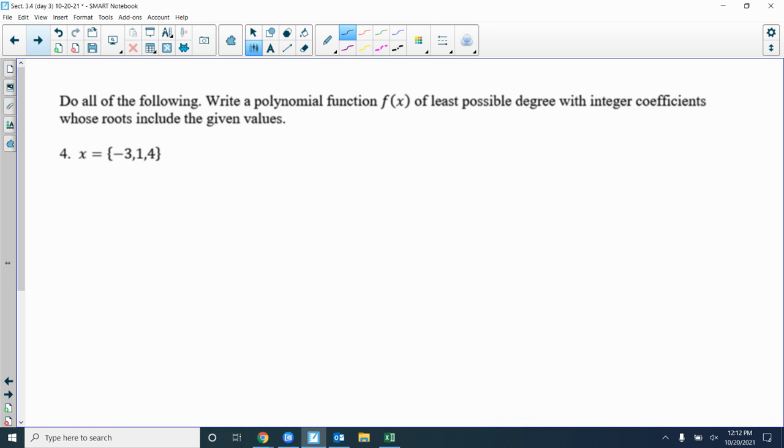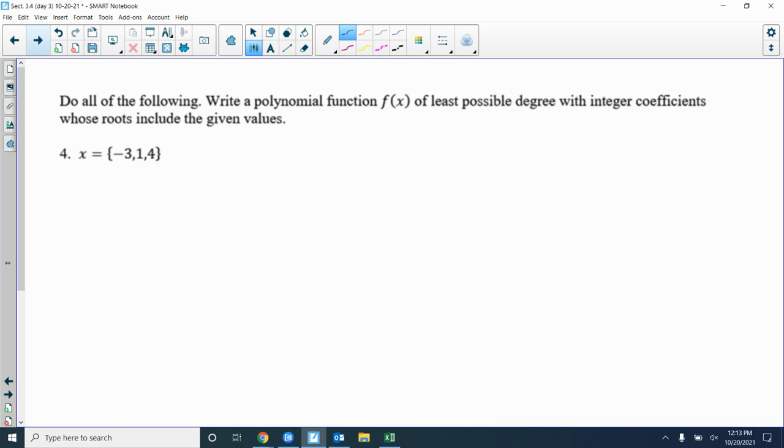Polynomial function of least possible degree. That means there's no double roots. Okay, you don't need to worry about that. Integer coefficients. No fractions, no decimals. Okay, we're going to make everything a whole number. No square roots. All right, these are my roots.